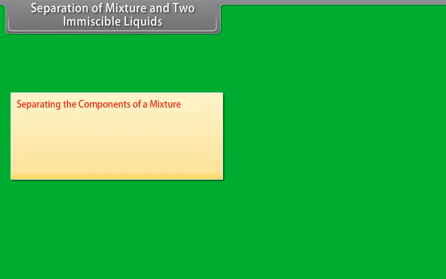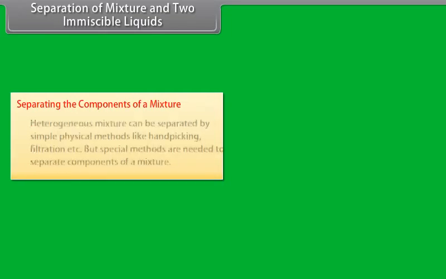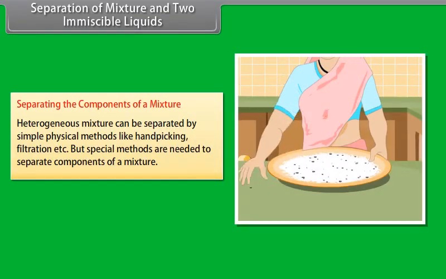Separation of mixture and two immiscible liquids. Separating the components of a mixture. Heterogeneous mixture can be separated by simple physical methods like handpicking, filtration, etc. But special methods are needed to separate components of a mixture.